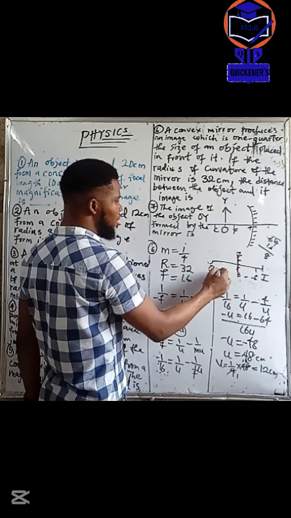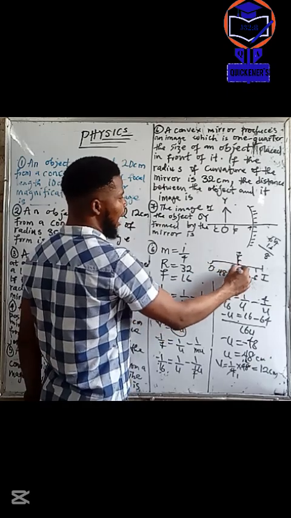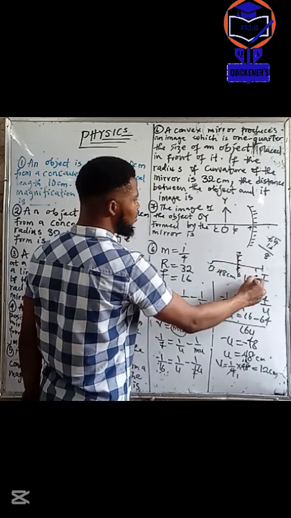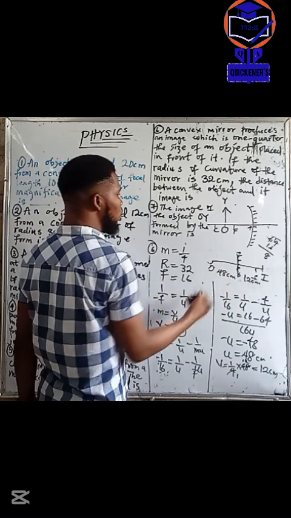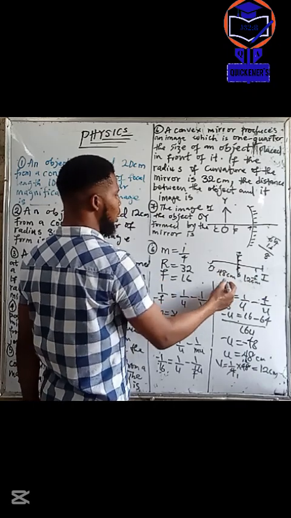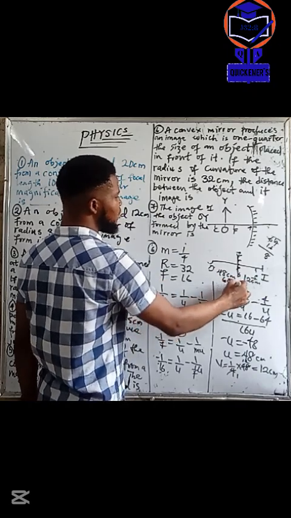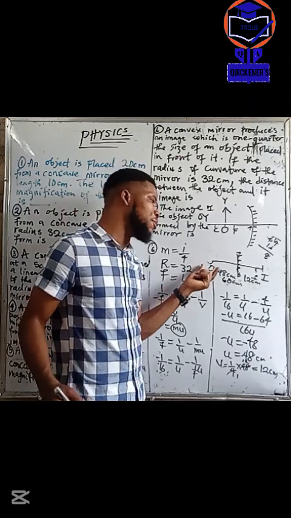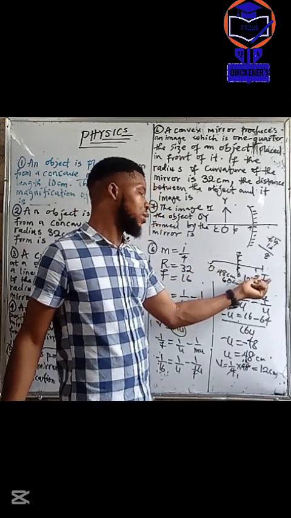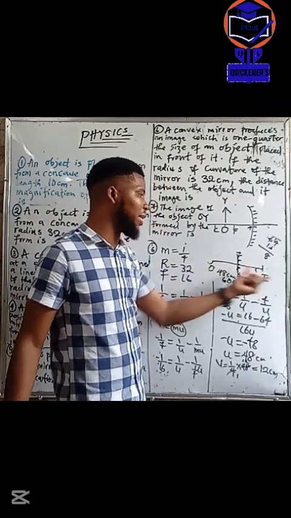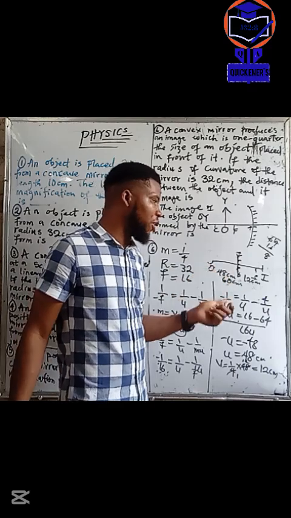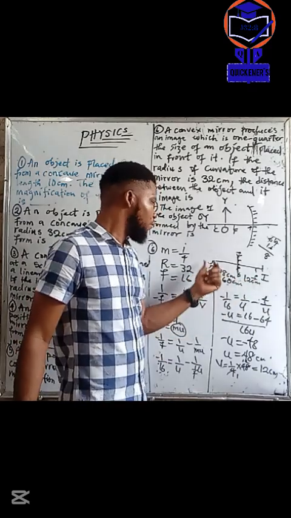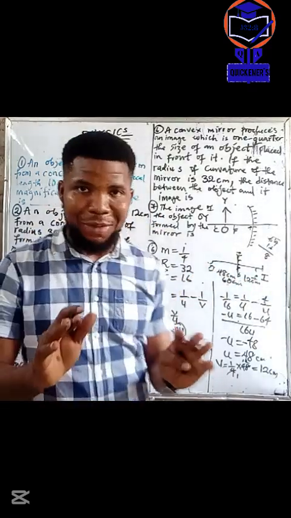So if from here to here is 48 centimeters, and from here to here is 12 centimeters, when you add both, that will be 48 plus 12, that is 60 centimeters. Do you understand? We are looking for the distance between object and image. Object distance is 48, image distance is 12. From here to here will be 60. I hope you get that.